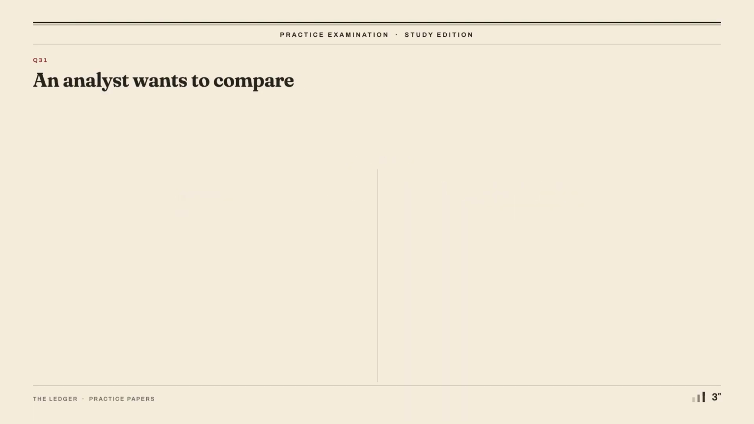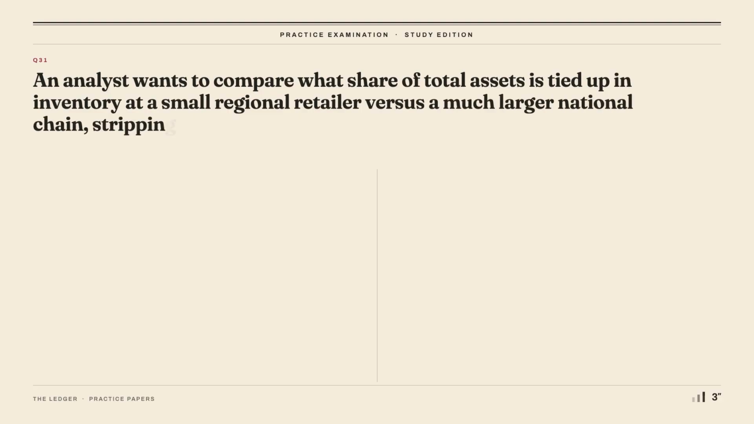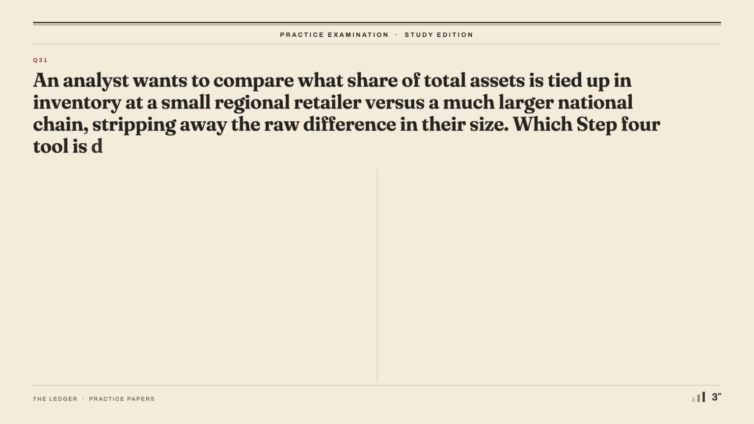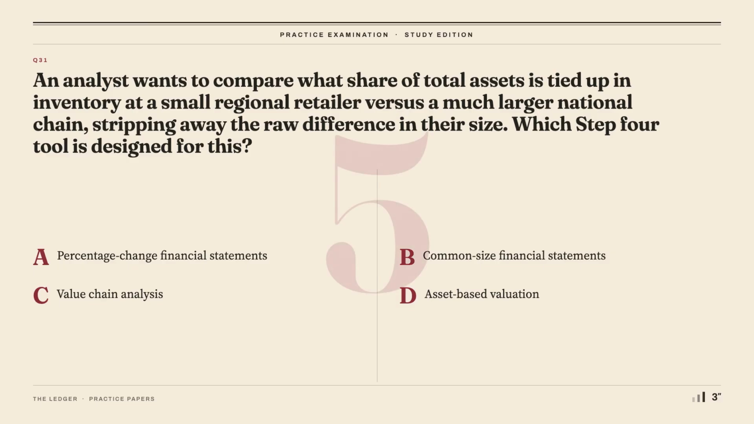Question 31. An analyst wants to compare what share of total assets is tied up in inventory at a small regional retailer versus a much larger national chain, stripping away the raw difference in their size. Which Step 4 tool is designed for this? Your options are A. Percentage change financial statement, B. Common size financial statements, C. Value chain analysis, D. Asset-based valuation. Don't overthink it. Which one feels right?